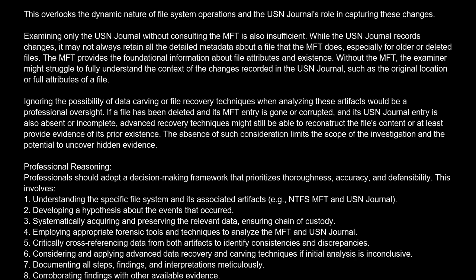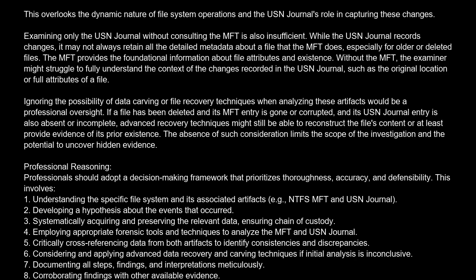Ignoring the possibility of data carving or file recovery techniques when analyzing these artifacts would be a professional oversight. If a file has been deleted and its MFT entry is gone or corrupted, and its USN Journal entry is also absent or incomplete, advanced recovery techniques might still be able to reconstruct the file's content or at least provide evidence of its prior existence. The absence of such consideration limits the scope of the investigation and the potential to uncover hidden evidence.